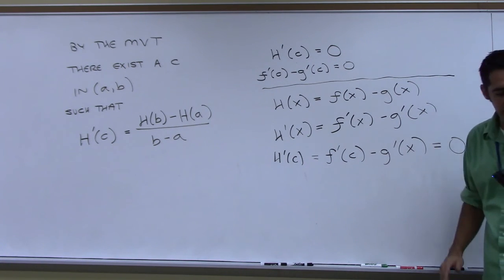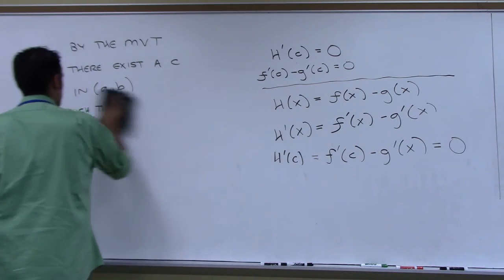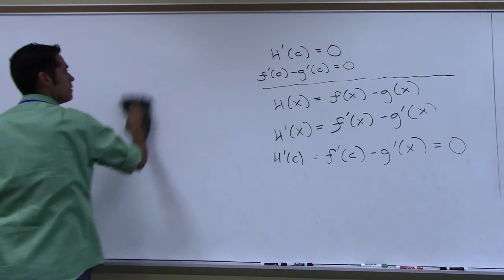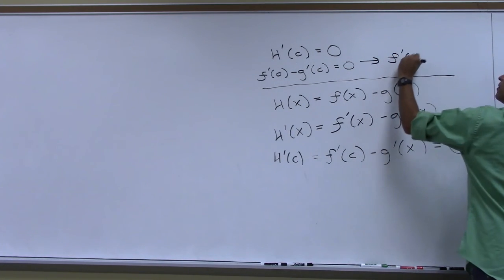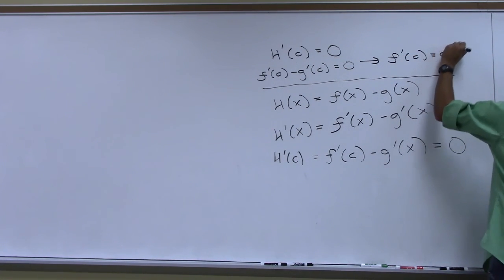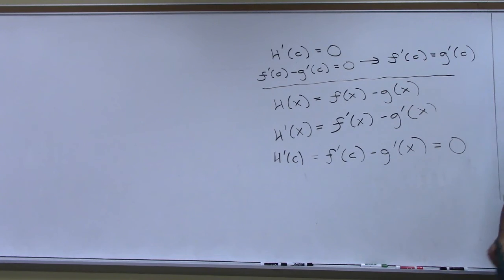I'm so close to being there, but I'm not trying to just throw it into your face. I want someone to see it. That's right. This is saying exactly that f prime of c must equal g prime of c. Right? Isn't that exactly what we were trying to show?